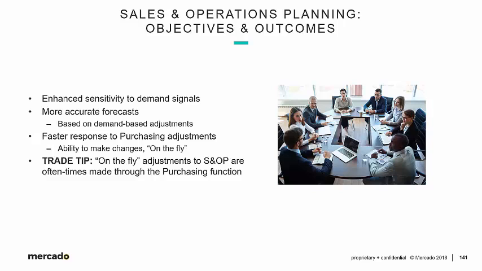For now, let's say as a trade tip that on-the-fly adjustments, buy more, buy less, cancel a PO, add a PO, these types of adjustments to sales and operations planning are oftentimes made through the purchasing function. Purchasing is what represents the buy side of the supply chain. We are acquiring goods, or maybe trying to find a way to not acquire goods because a product isn't selling as well. We'll get to all of that in upcoming sections.